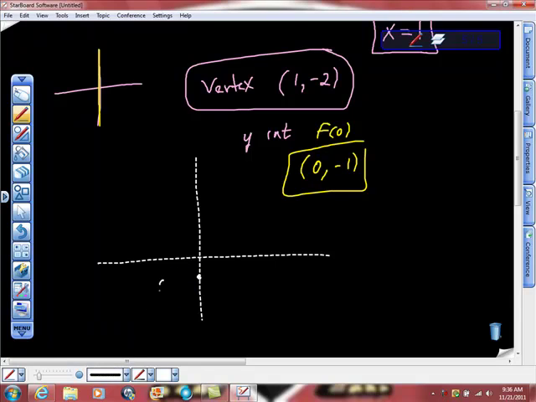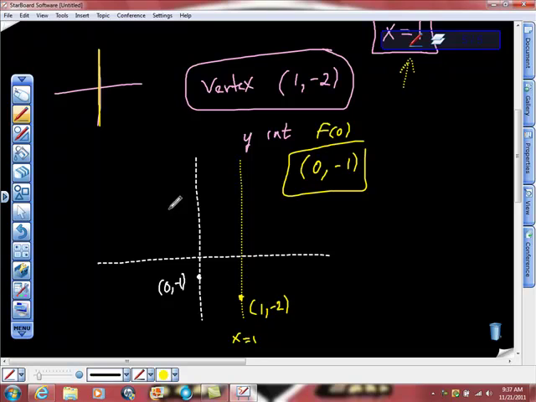0, -1. We know we have a line of symmetry, don't we? We have our line of symmetry at x is equal to 1. That's right there, isn't it? So that's this. This is x equals 1. And we know we have the vertex at 1, -2. So this is 1, or maybe here. 1, -2, right?